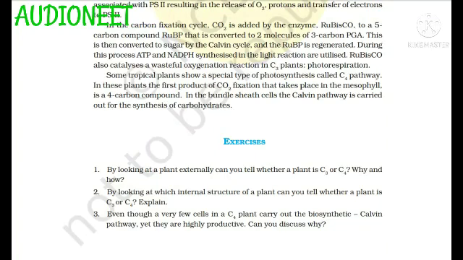Photorespiration. Some tropical plants show a special type of photosynthesis called C4 pathway. In these plants, the first product of CO2 fixation that takes place in the mesophyll is a 4 carbon compound. In the bundle sheath cells, the Calvin pathway is carried out for the synthesis of carbohydrate.